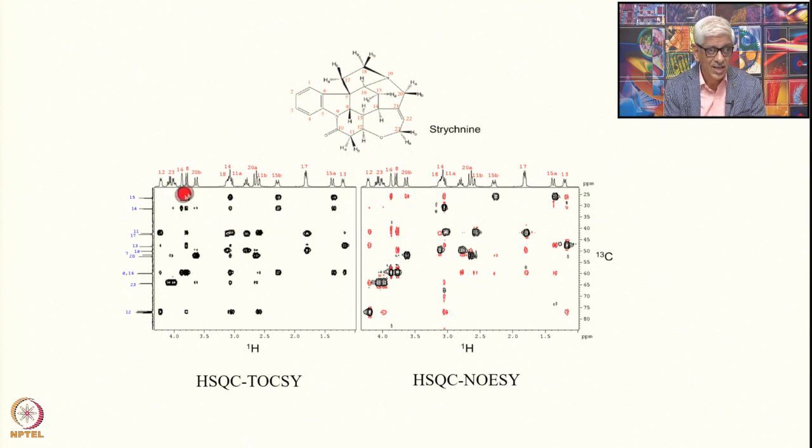So this assignment has come as the result of analysis of these spectra. You have the carbons and the protons connected to them, and you go to the next carbon which is connected to that. Then you walk through the spectrum to identify the entire network of carbons which are connected to each other. That is how you get a sequential walk through the TOCSY spectrum to identify the various carbons in your molecule.